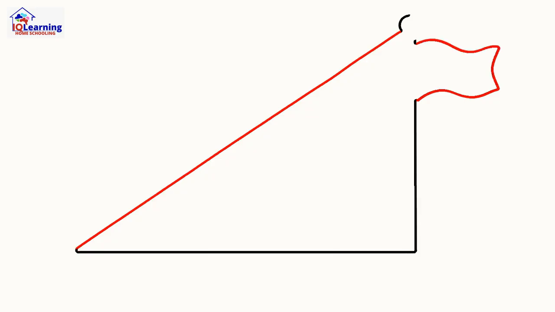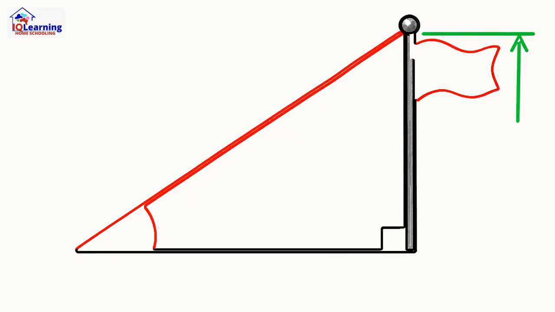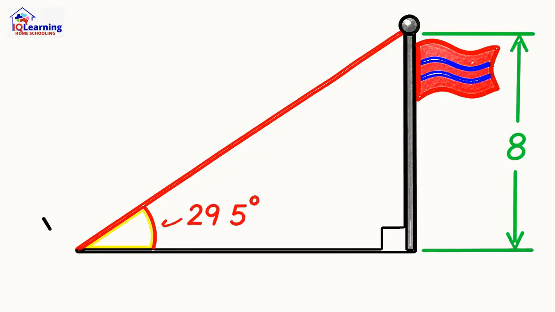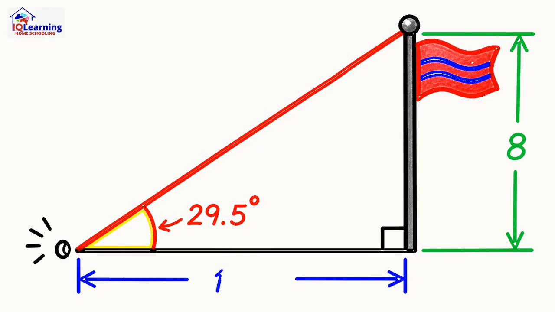Now you can use basic SOH CAH TOA. The opposite side is 8, the adjacent is 14.1. That's a job for tangent. The inverse tangent of 8 divided by 14.1 gives you the angle, about 29.5 degrees.